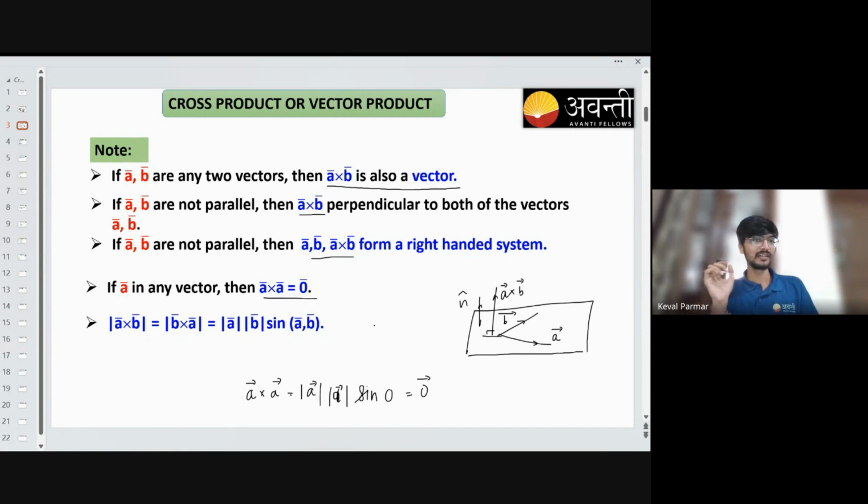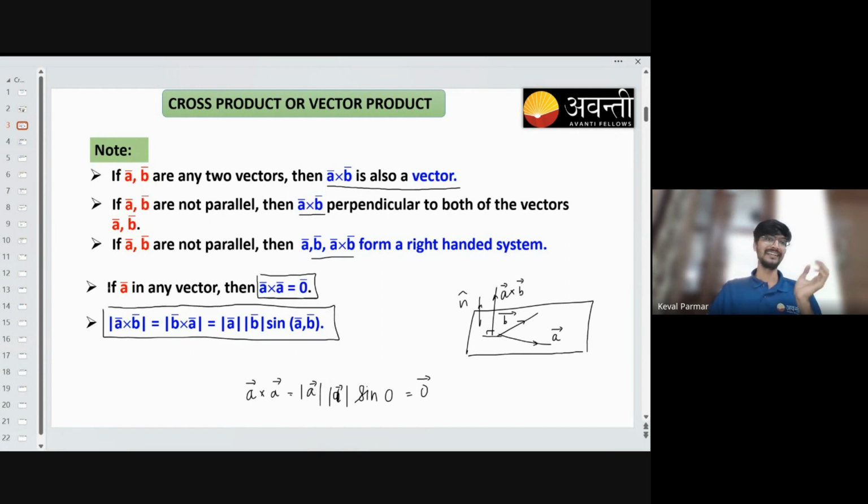So here we can derive a general result that the cross product of a vector with itself is 0. Now, next is what we already saw. The magnitude of A vector cross B vector is the same as the magnitude of B vector cross A vector, which is given by mod A vector, mod B vector into sine theta. I hope you know what this means. This is the angle between A vector and B vector.